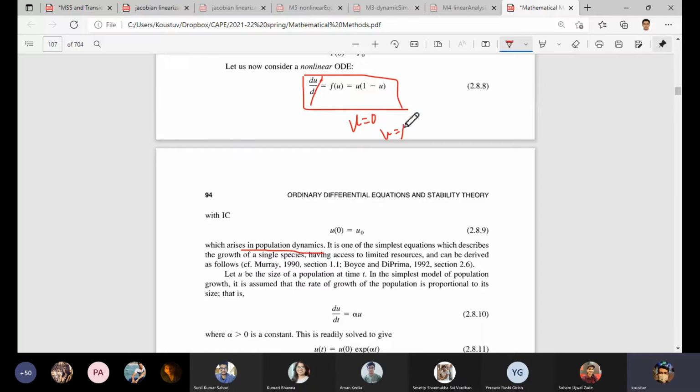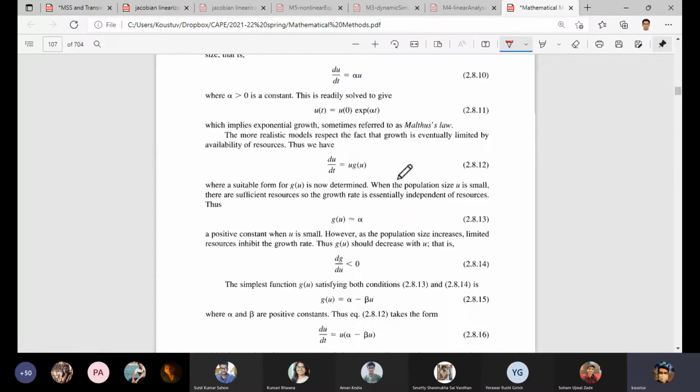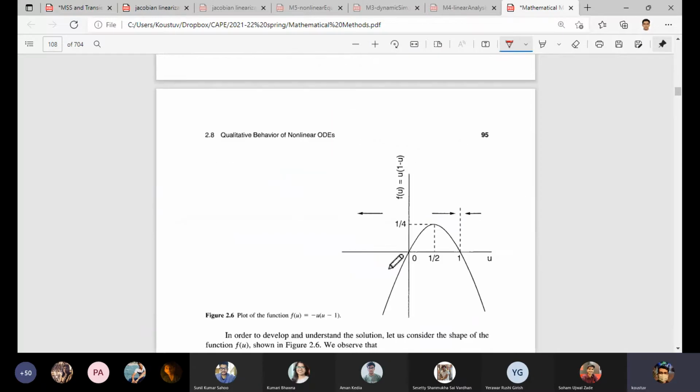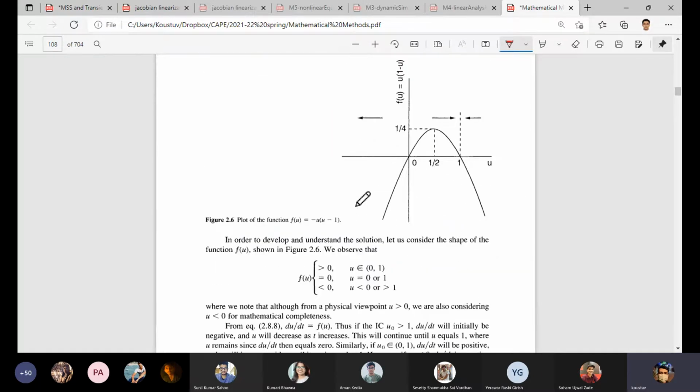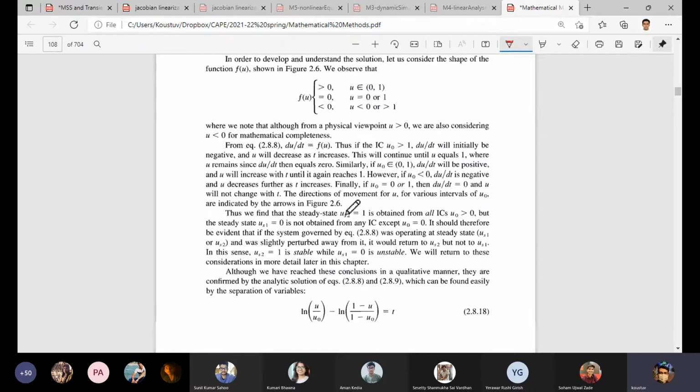But can we say which one is a stable point and which one is an unstable point? In order to comment on which steady state point is stable, from a mathematical perspective, we have to take the help of what is called the linearization technique, right? Some graphical analysis has also been done here, which you can go through, and I will not explain it.